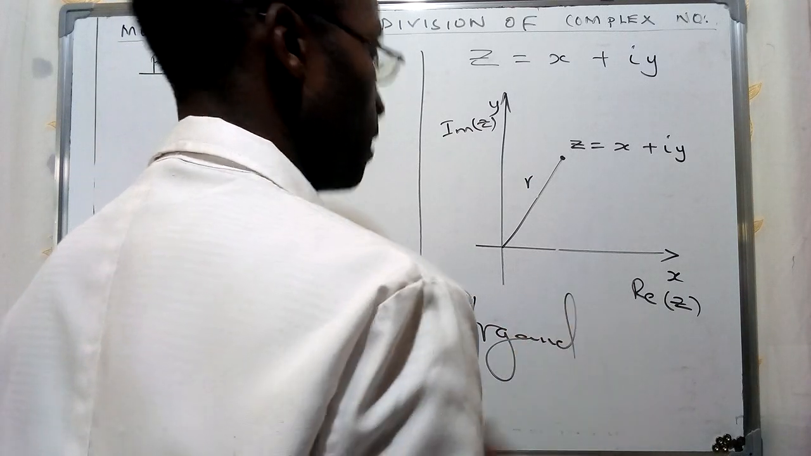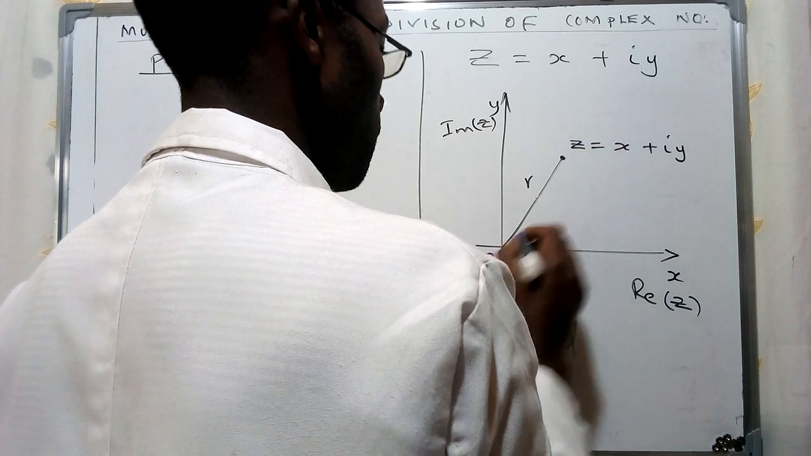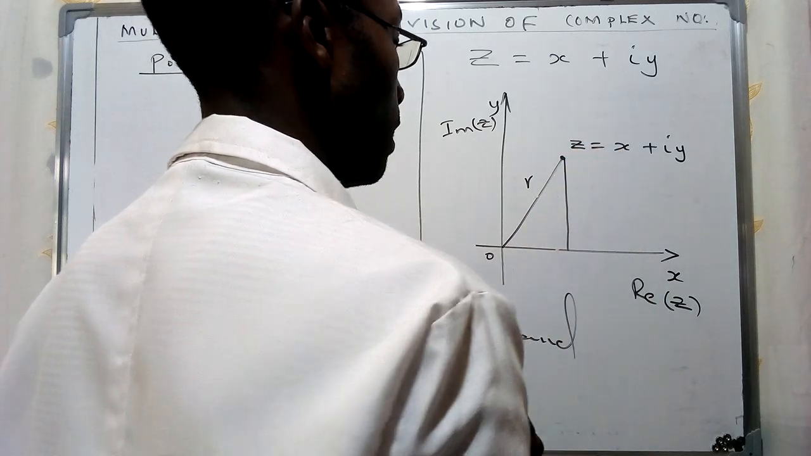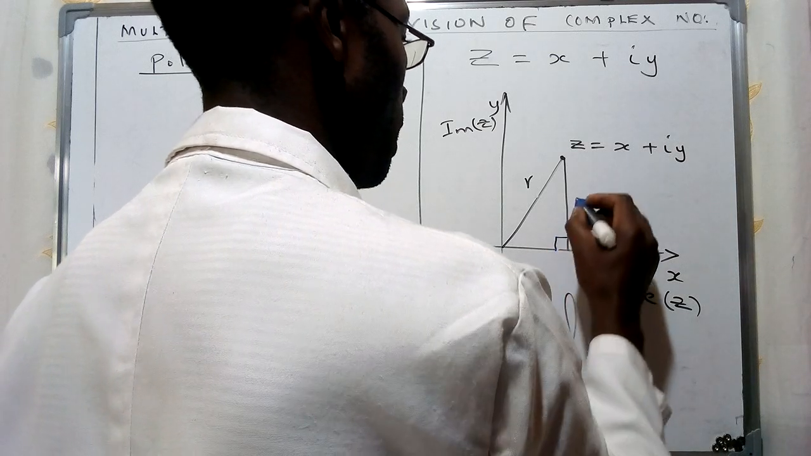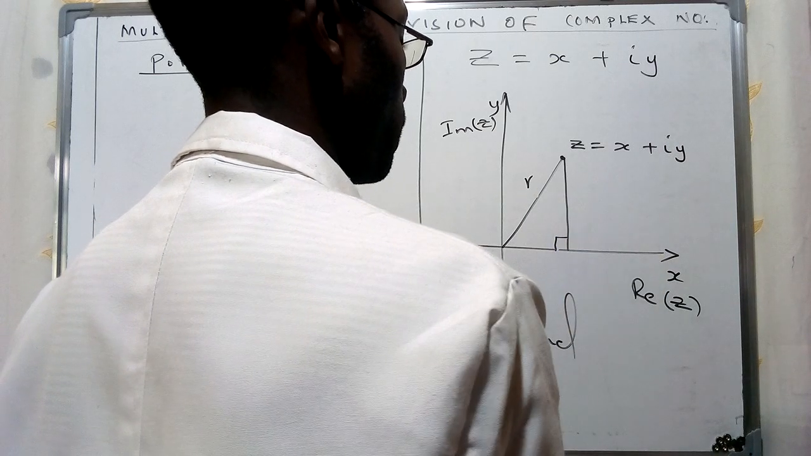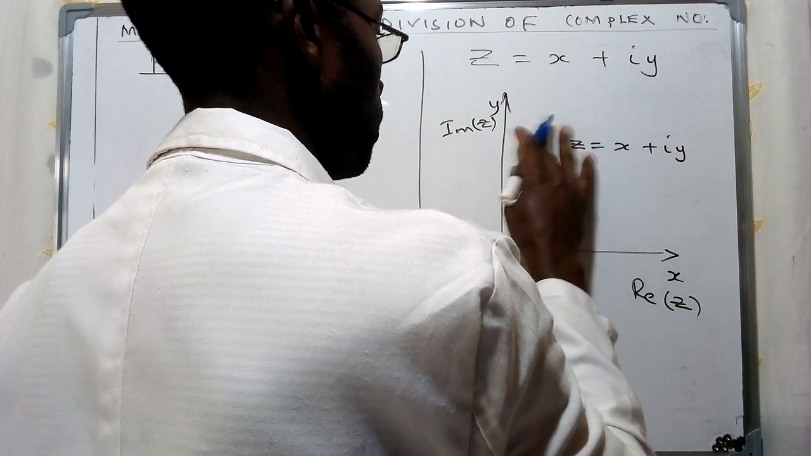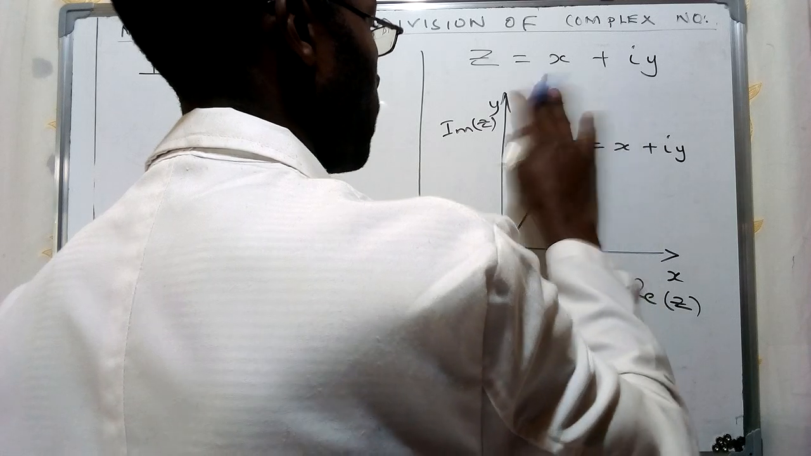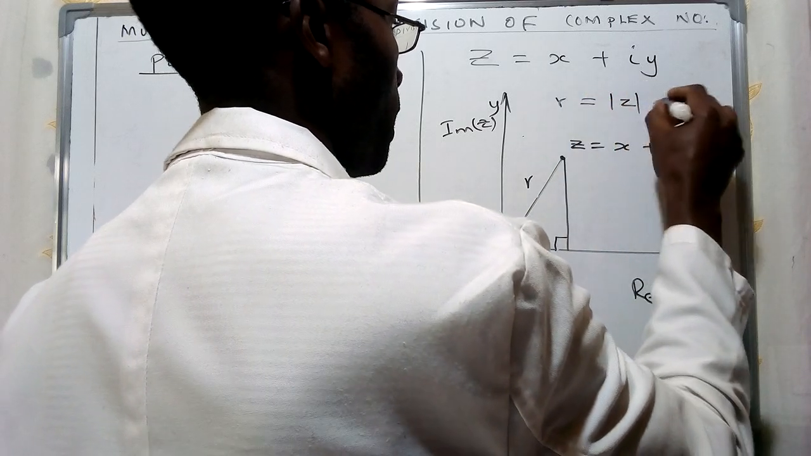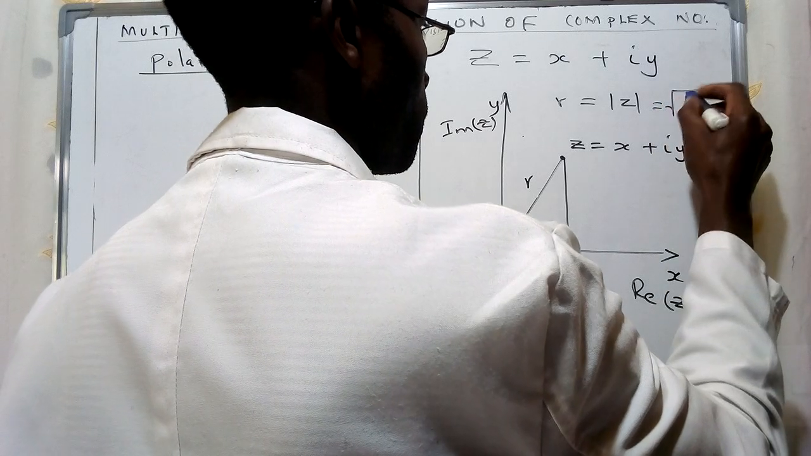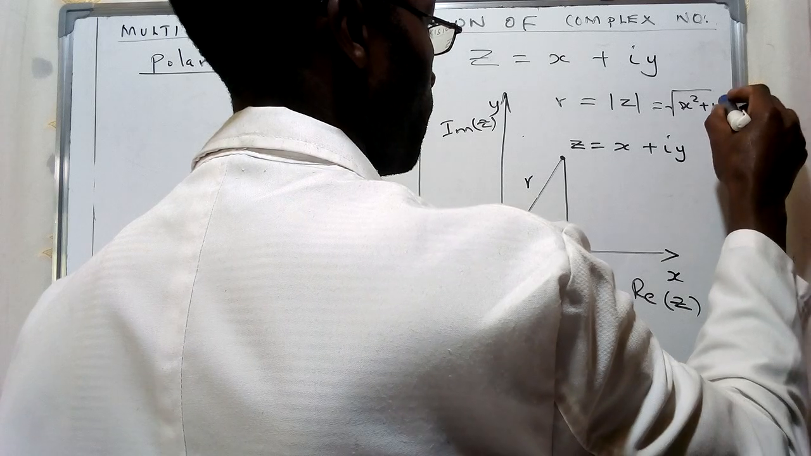Now in this case, I'm going to look at this aspect using the normal representation which we do for the Cartesian coordinate system. For x and y, we have the magnitude of this phasor, which we had given as r. From the Pythagoras theorem, this represents the square root of the square of x plus the square of y.